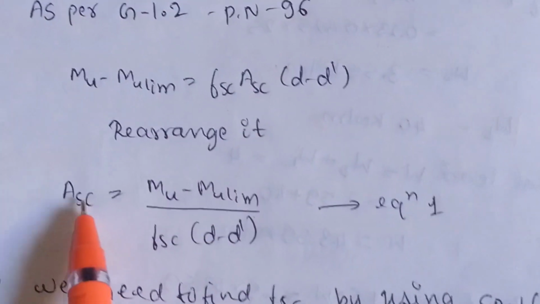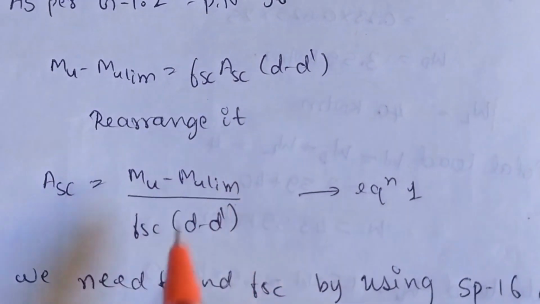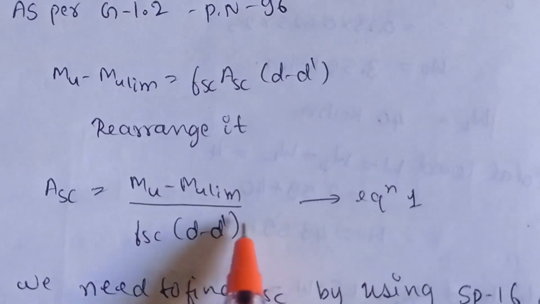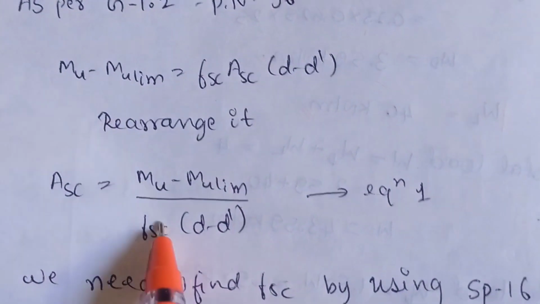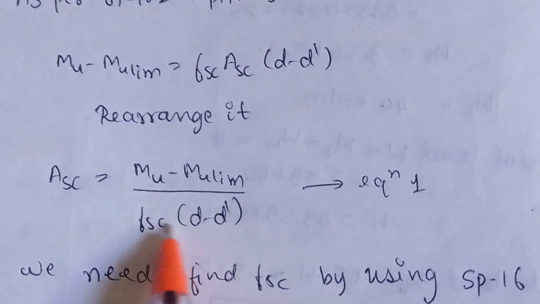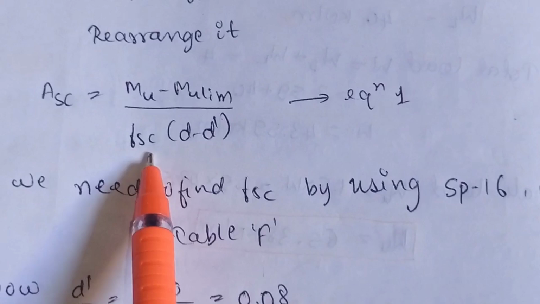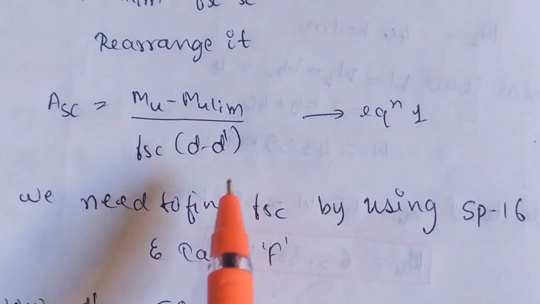To find out the ASC, we have the value of Mu and Mu limit, and D as well as D dash. So what is unknown here? FSC is unknown. Now we need to calculate the FSC value to find out the ASC. For finding the FSC value, we need to refer to SP 16.